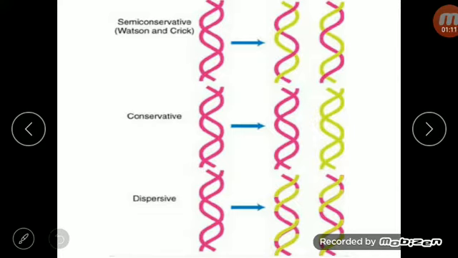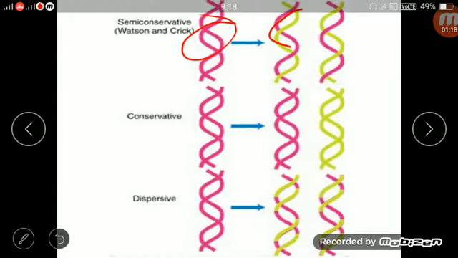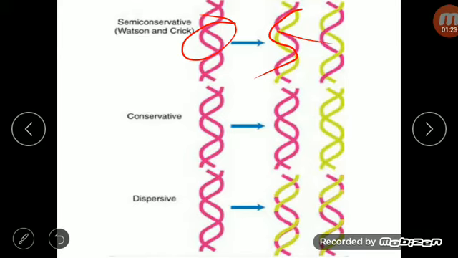This slide shows the semi-conservative mode of DNA replication. In double-stranded DNA, when it replicates, one strand is the old strand and the second one is a newly synthesized strand, and they are joined. The second one is the conservative mode: the two old strands stay together and the two strands are newly synthesized. Then the dispersive mode of DNA replication: some parts of the DNA strands are old and some parts are newly synthesized. This is the difference between these three types of mechanisms.